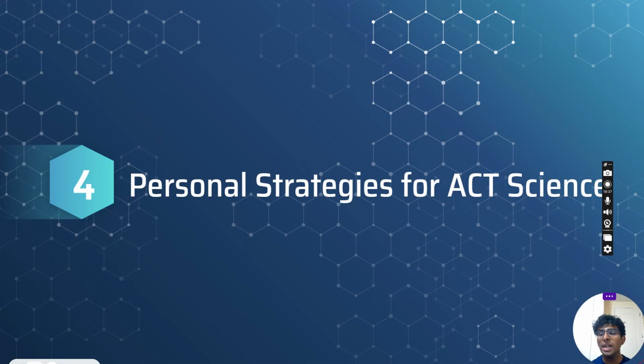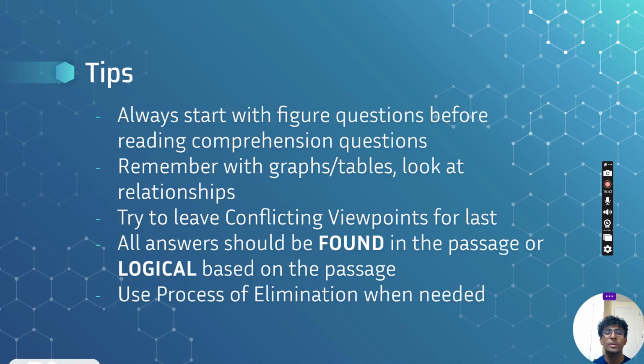So those are the main types of passages in the ACT Science section. I'm going to quickly go over some personal strategies for the science section itself. So always start with figure questions before reading comprehension questions. It's important to understand what the passage is saying in terms of if they're explaining what the graph is, or if it helps you get more information on an independent dependent variable. But figure questions, just reading the graph, reading the table, figuring out relationships, there are a lot of questions like that on the ACT Science section, so it's really going to help you. With graphs and tables, you're looking at relationships.